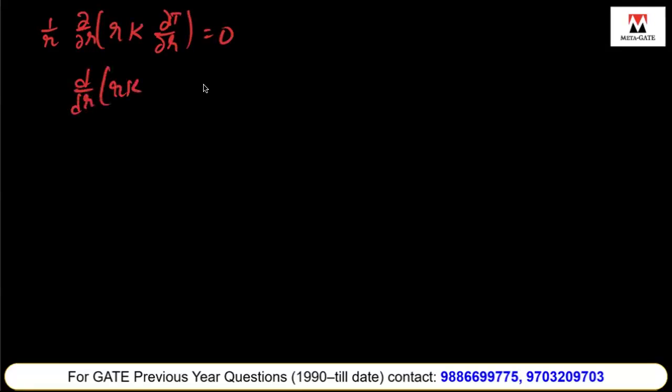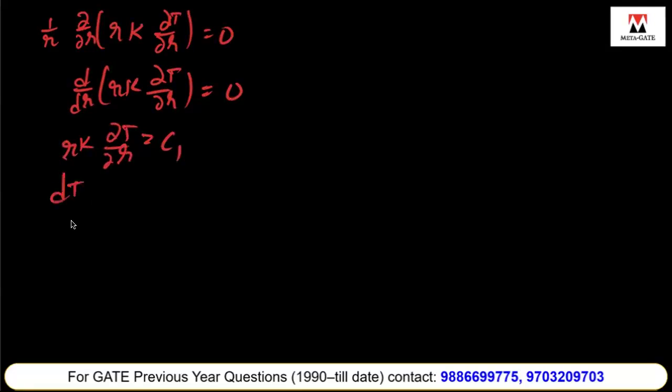So 1 by r, dou by dou r of r k dou T by dou r is equal to 0. So you can send this to this side, then it becomes d by dr of r k dou T by dou r is equal to 0, where r k dou T by dou r is equal to C1. You can assume it as constant. So dT by dr is equal to C1 by r k.